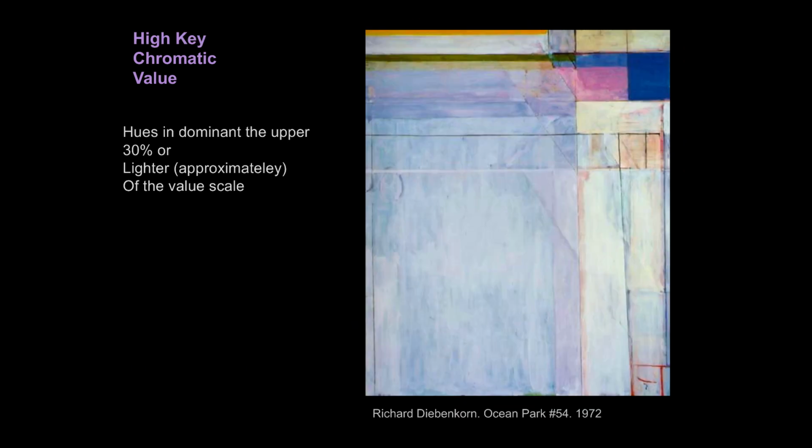And then we have what are called high-key chromatic values. This painting by Richard Diebenkorn is a pretty good example. He's got some mid-key and lower-key values in the upper right-hand corner, but this is dominated by high-key colors. These very pastel colors are all tints. They're various hues that have had white added to them.